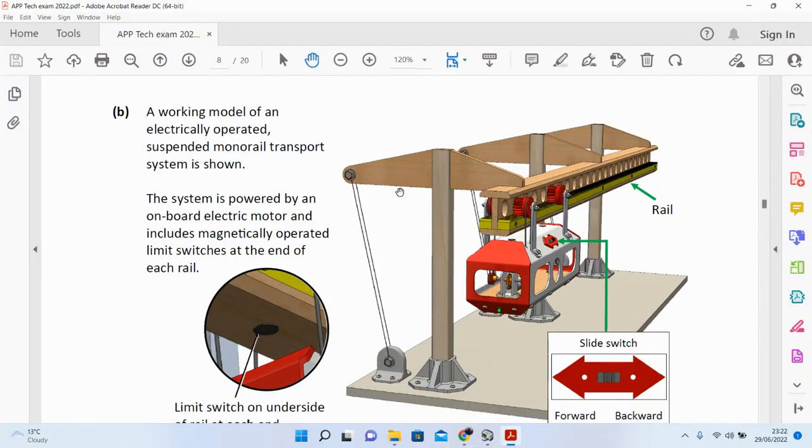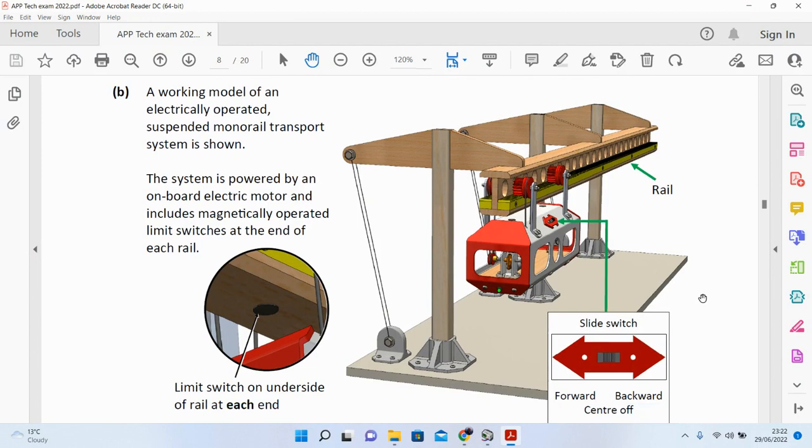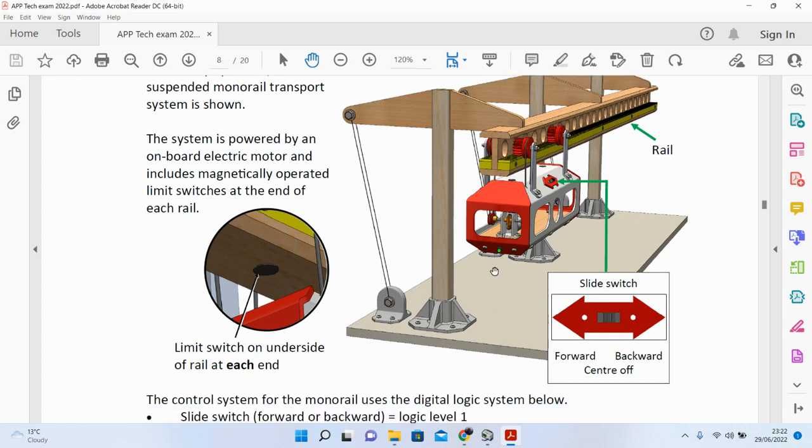Yeah, so a nice question here, where we have to work out the logic gate control system for the monorail transport system shown. The system is powered by an onboard electric motor and includes a magnetically operated limit switch at the end of each rail. Okay, so we've seen this before, where you flick a switch and the motor travels, you flick a switch the other way and it goes back the other way. This is the double pole, double throw, forward and reverse circuit.